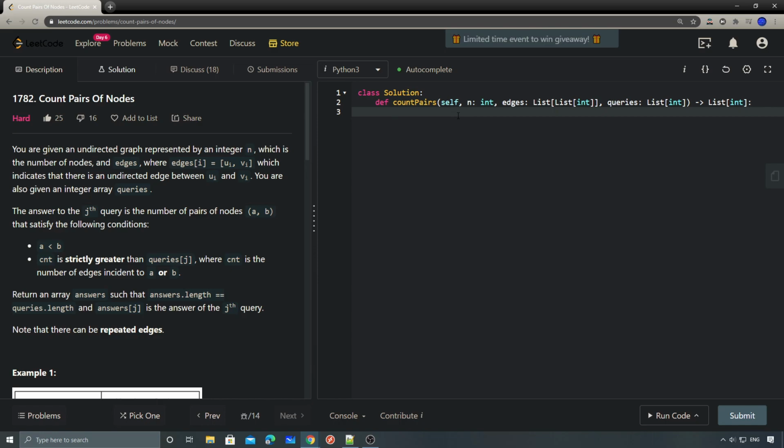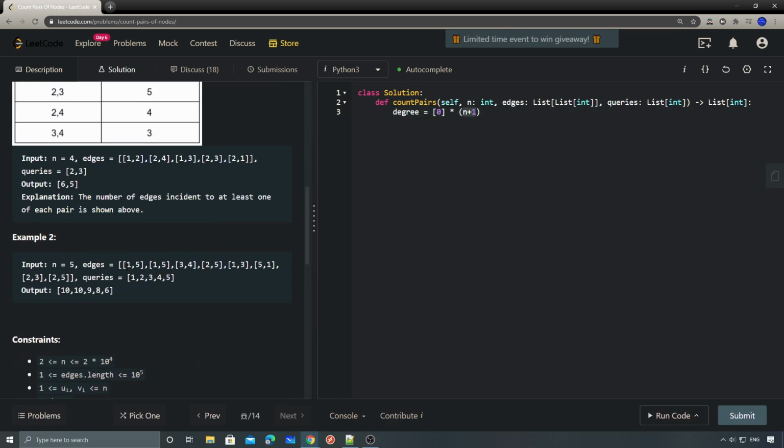So we're gonna have a few things here. For degree here, I'm going to use a 0 times n plus 1. So the reason being, I allocate the degree for all the nodes is because even the node that has 0 degrees is still part of our answer, right? And then we do n plus 1 because the edges are 1 based. It's not 0 based. That's why we have to do n plus 1 here.